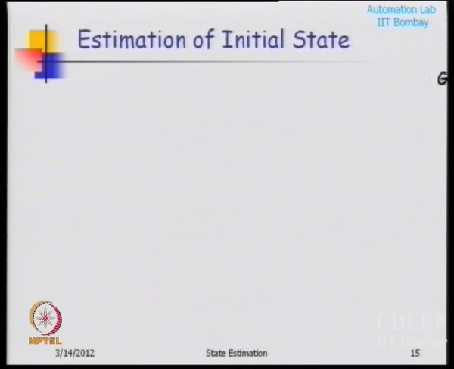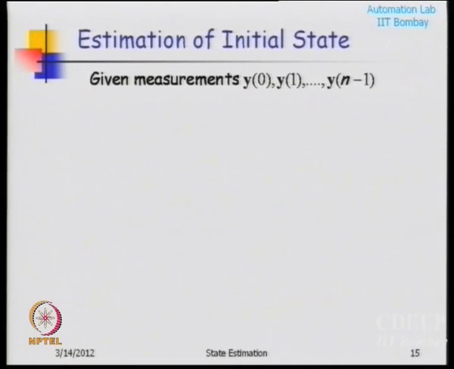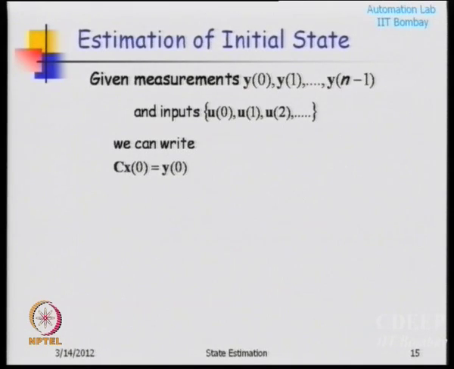So how do I find out x0? What I had done last time is that I want to estimate x0 using the measurements. I have measurements y0, y1, y2. As the time advances, I am taking measurements. Now I want to use these measurements and the model, and then reconstruct x0 from these measurements and the model. So I know the inputs.